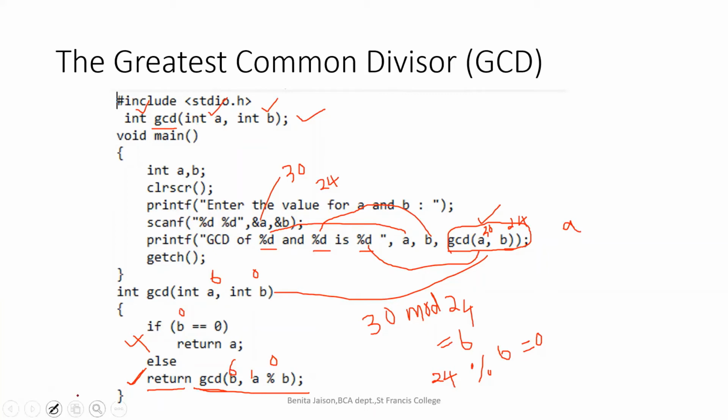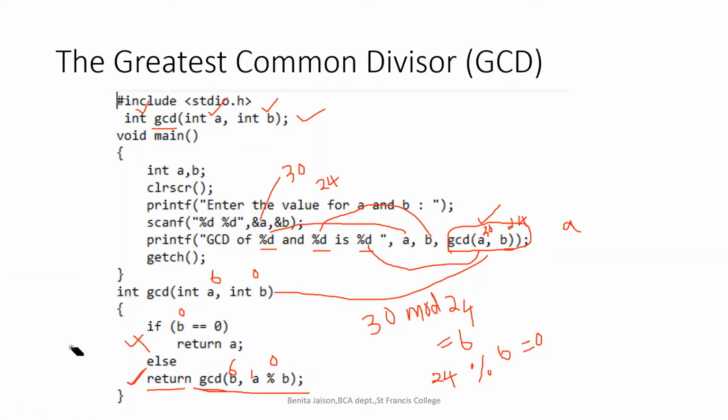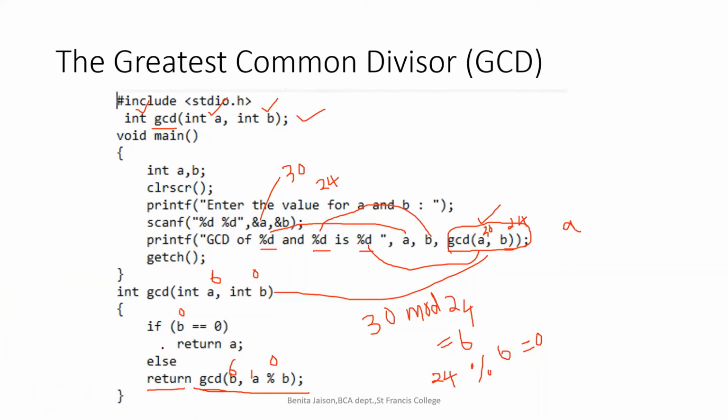So which return statement will be executed now? As B is equal to 0, it will return A, right? A is 6. So now it will be returning 6. Understood? So we are returning 6. Where are we returning? All of you tell me where you are returning.